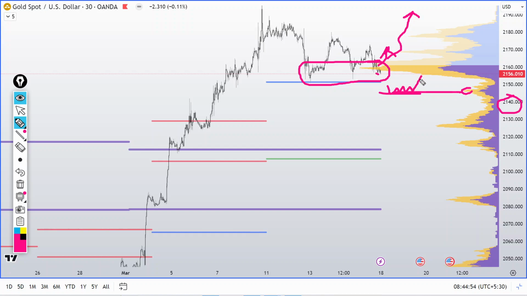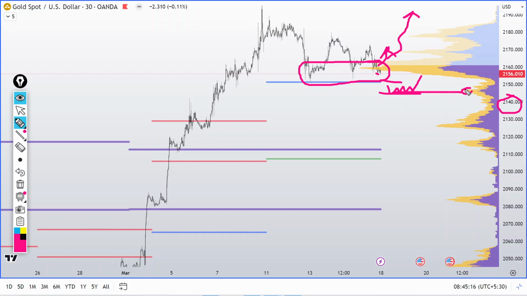So why am I looking for buy opportunities? Because overall the trend is still in the bulls' favor. Okay, but for scalping we have to act accordingly. If price breaks down from here, then after confirmation and a retest, we can look for sell opportunities.